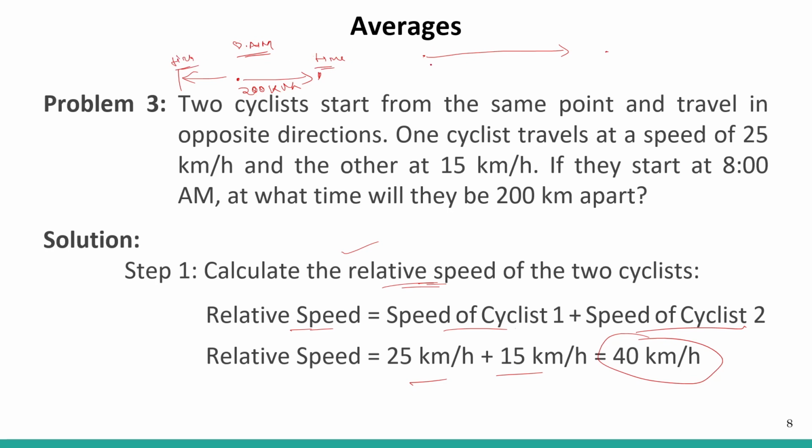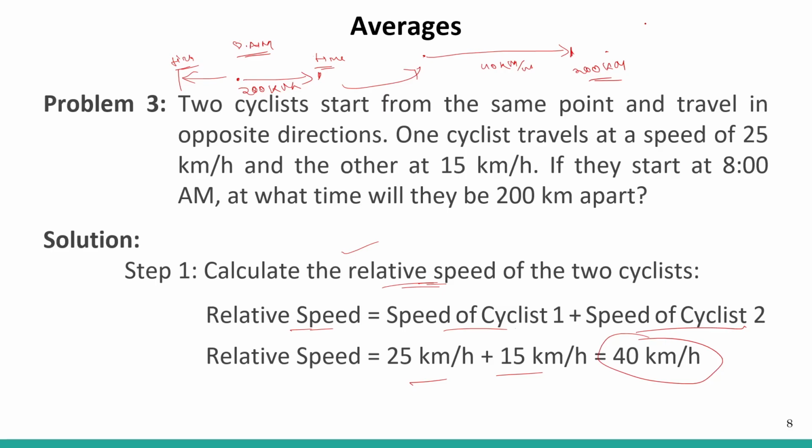What will it be? But in this case, how have we modified it? We have modified it in this question. One person is stationary right here, and we have calculated the relative speed. The other person is moving at that relative speed, that is 40 kilometers per hour. In order to reach the 200 kilometer mark, how much time will it take?